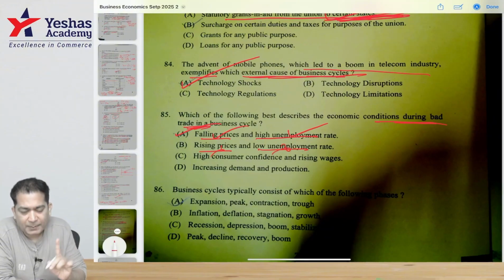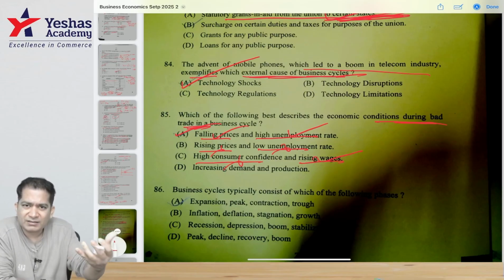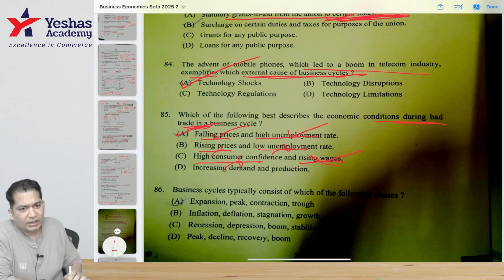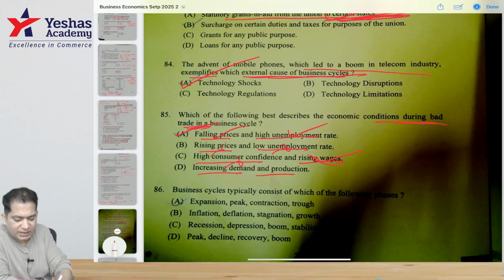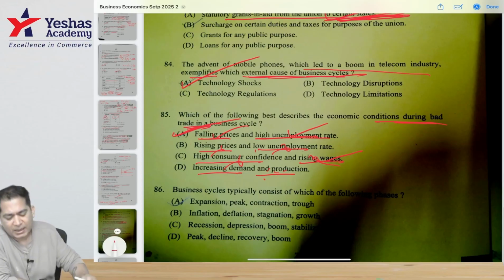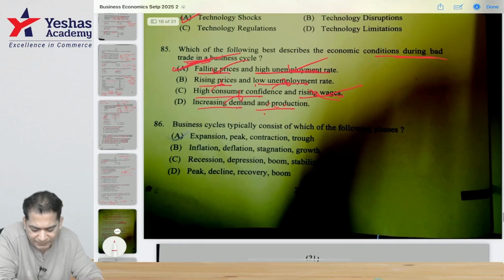Low unemployment rate, that happens during expansion. High consumer confidence, during expansion and boom, not contraction. Rising wages, again, businesses are willing to pay more because their profitability is increasing, and that happens during expansion, not during contraction. Increasing demand and production, again, all these are related to the expansionary phase. Falling prices and higher unemployment rate is the one that happens during contraction or bad cycle.